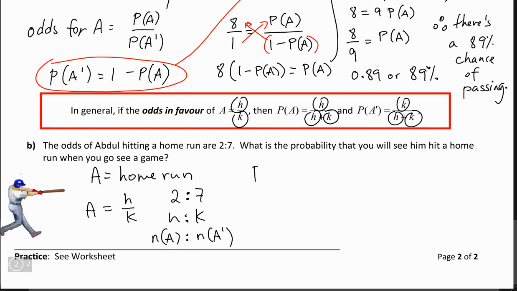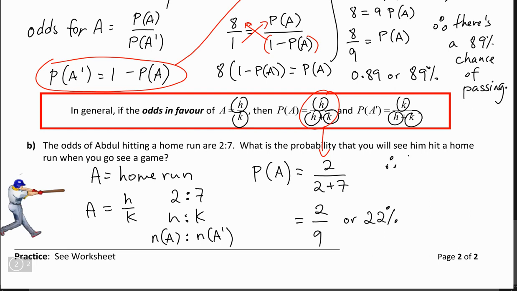So the probability of event A, using my formula from up here, is going to be 2, which is my h value, divided by 2 plus 7. That's simply 2 over 9, or as a percentage, 22%. So therefore, you have a 22% chance of seeing Abdul hit a home run.